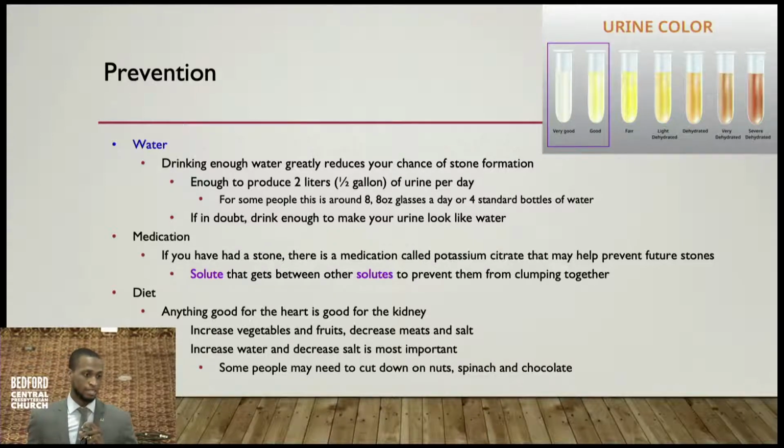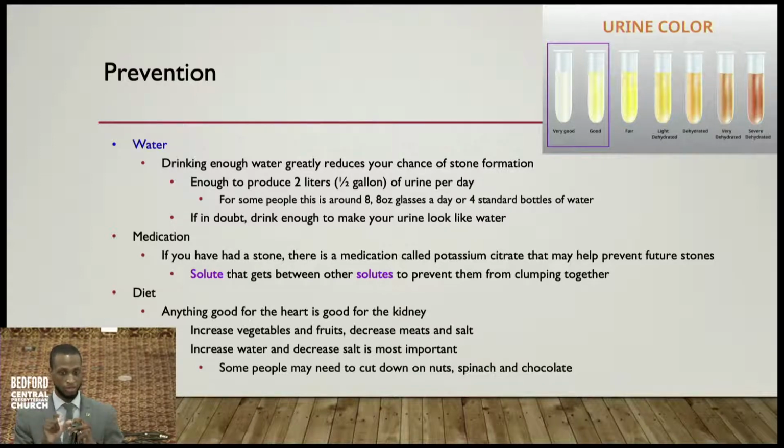Yes, it is possible to have stones in both of your kidneys at the same time, or both of your ureters at the same time. If you have them in both kidneys, but they're not obstructing or blocking the flow of urine, then it's not an emergency. But if you have a stone blocking both sides, then I need to take you to the operating room, because the kidneys are very important for life.